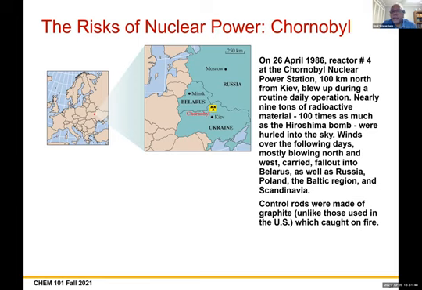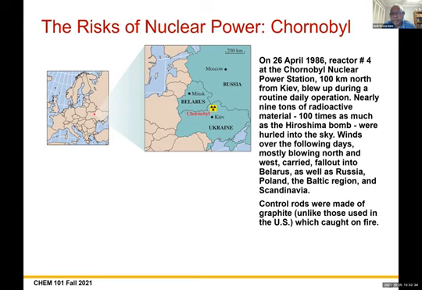In April 1986, in Ukraine, under Russian rule at that time, a nuclear power reactor blew up during routine operation. Nearly 9 tons of radioactive material, 10 times as much as the Hiroshima bomb, were thrown into the sky. Winds over the following days carried fallout towards the northwest into Belarus, Russia, Poland and the Baltic region.